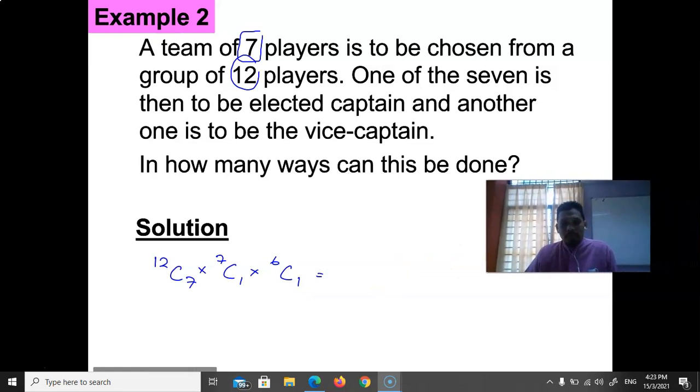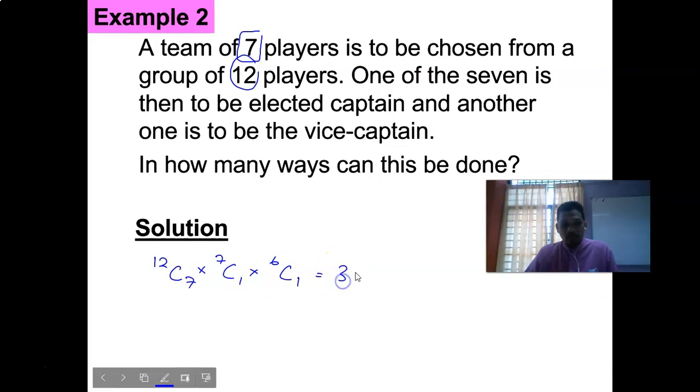Okay, you get what I mean? First we have 12 players, then we choose the best 7. From the 7 we choose 1 to be appointed as captain. Then from the rest of 6, we choose 1 to be the vice captain. So this comes out with 33264 ways of selecting this team.